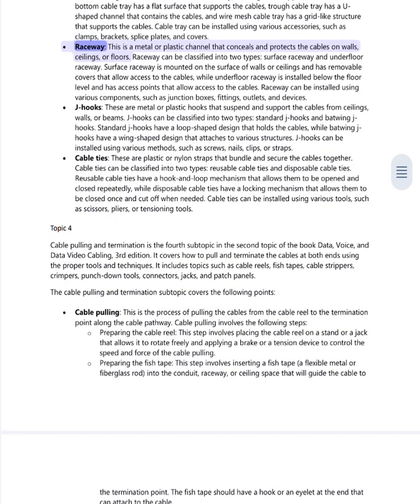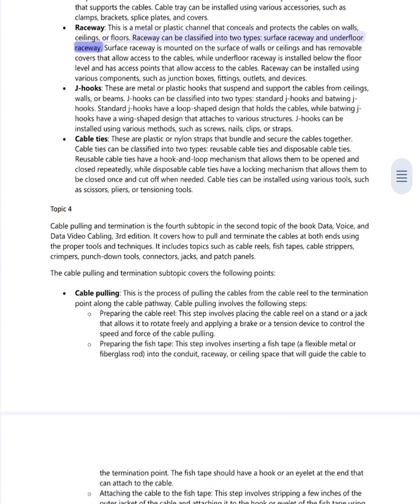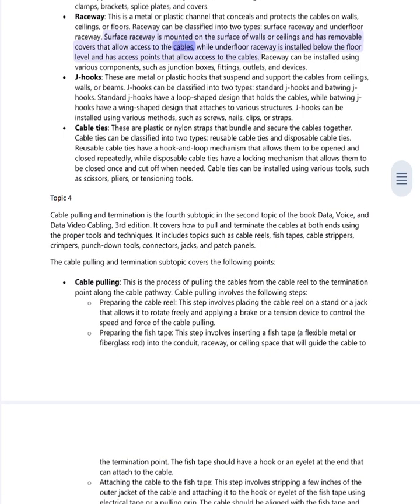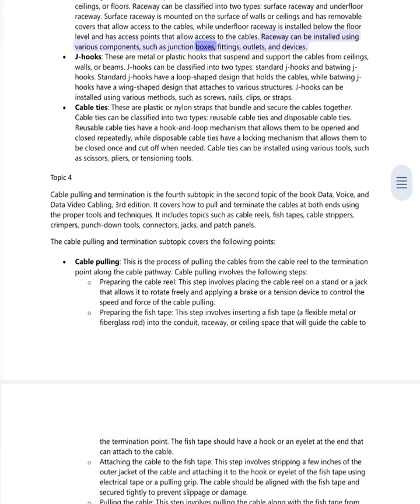Raceway. This is a metal or plastic channel that conceals and protects the cables on walls, ceilings, or floors. Raceway can be classified into two types, surface raceway and underfloor raceway. Surface raceway is mounted on the surface of walls or ceilings and has removable covers that allow access to the cables, while underfloor raceway is installed below the floor level and has access points that allow access to the cables. Raceway can be installed using various components, such as junction boxes, fittings, outlets, and devices.